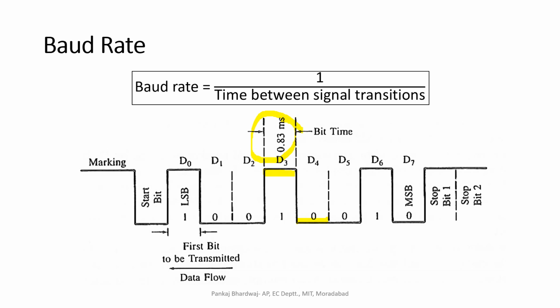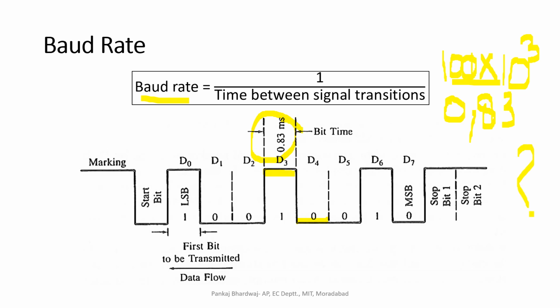So if we want to calculate baud rate, then it will be simply 1/0.83 millisecond. So that will be 1 × 10³ divided by 0.83. So you can calculate the answer. That will be the baud rate.